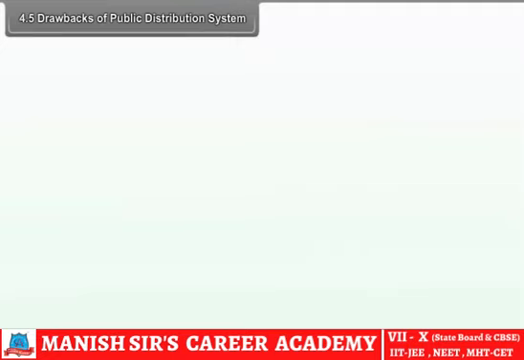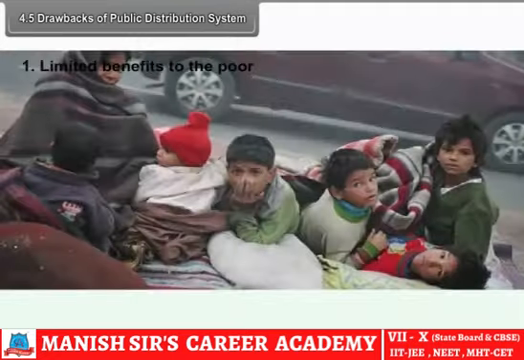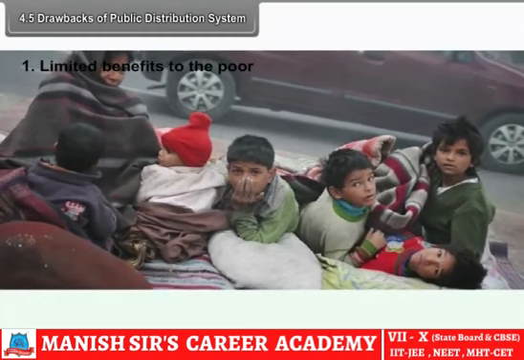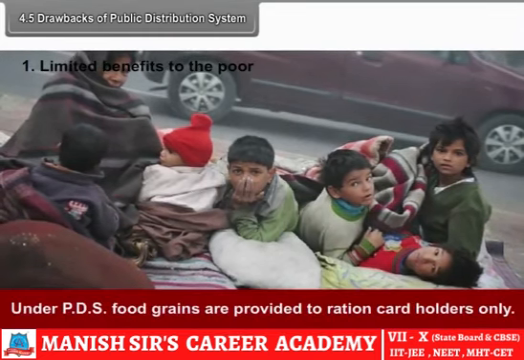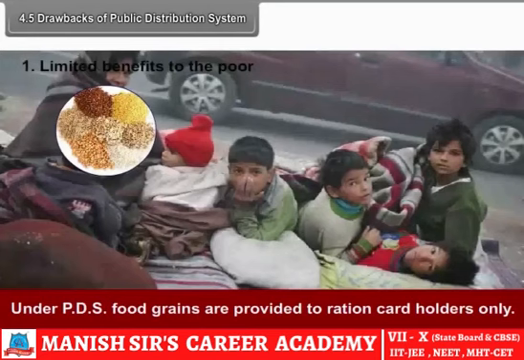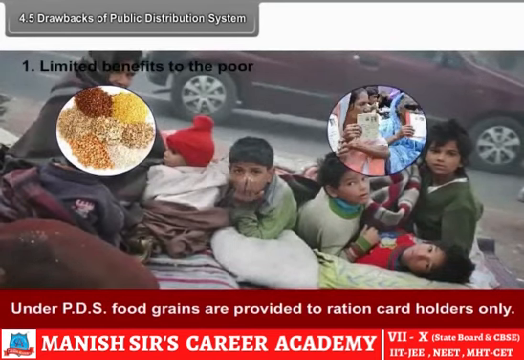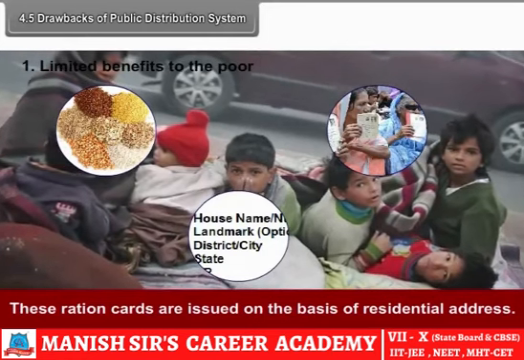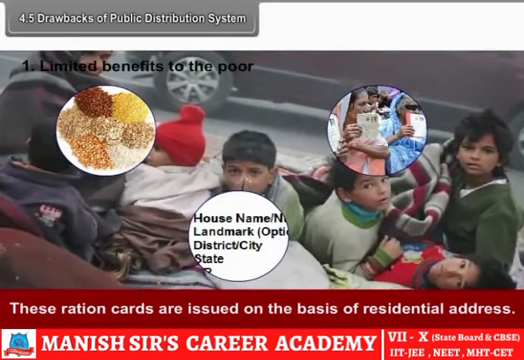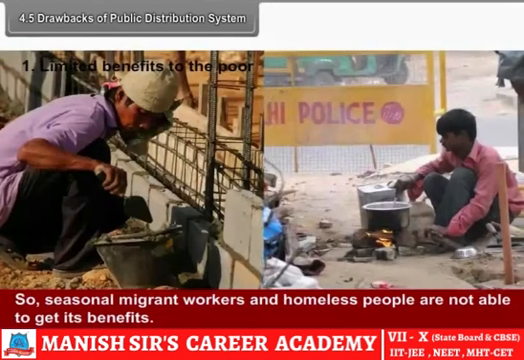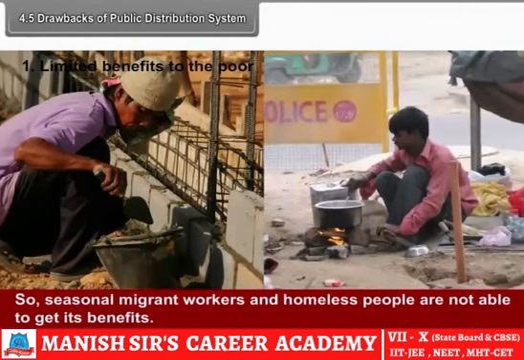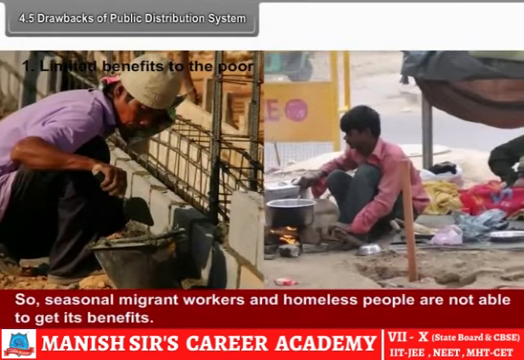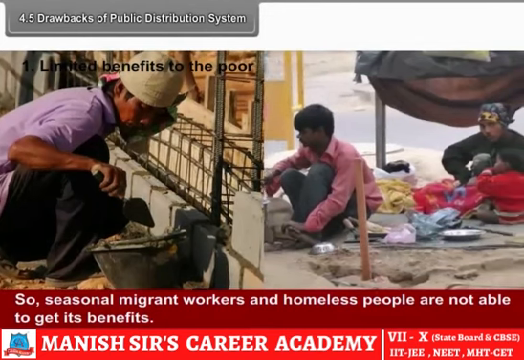4.5 Drawbacks of public distribution system. 1. Limited benefits to the poor. Under PDS, food grains are provided to ration card holders only. These ration cards are issued on the basis of residential address. So seasonal migrant workers and homeless people are not able to get its benefits.